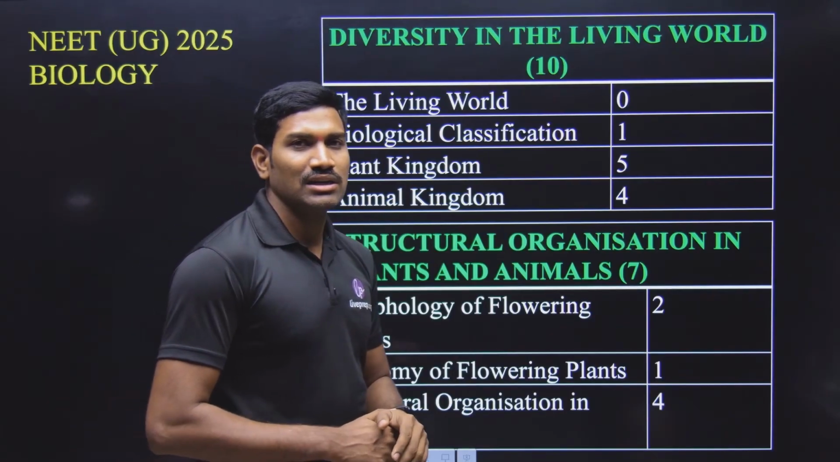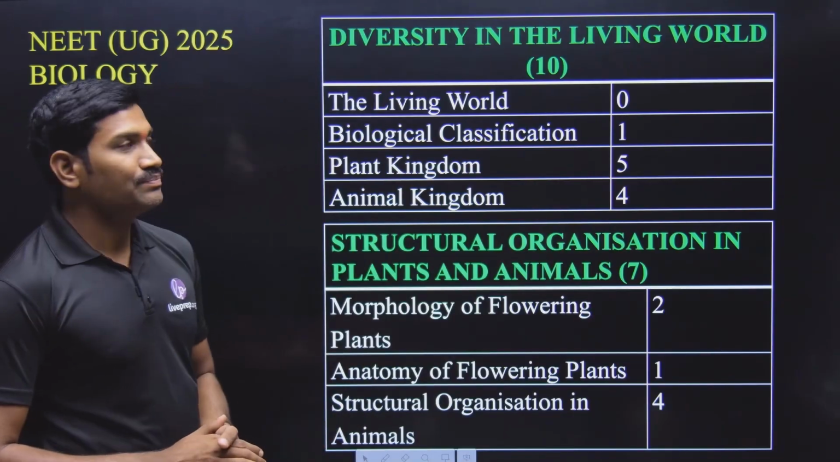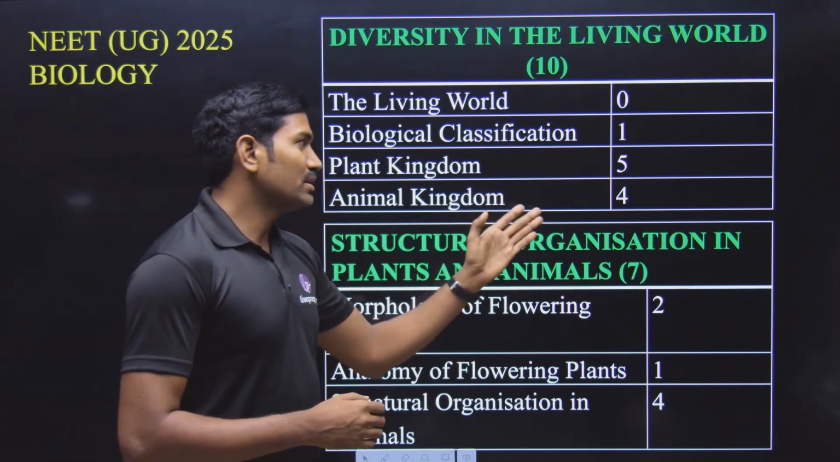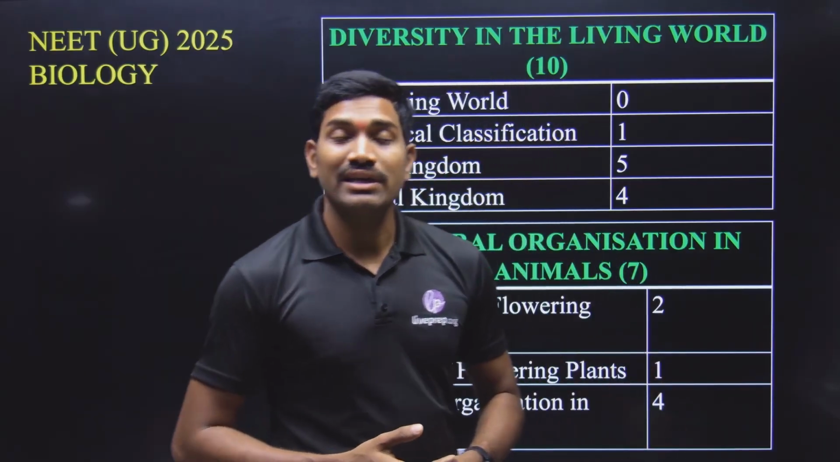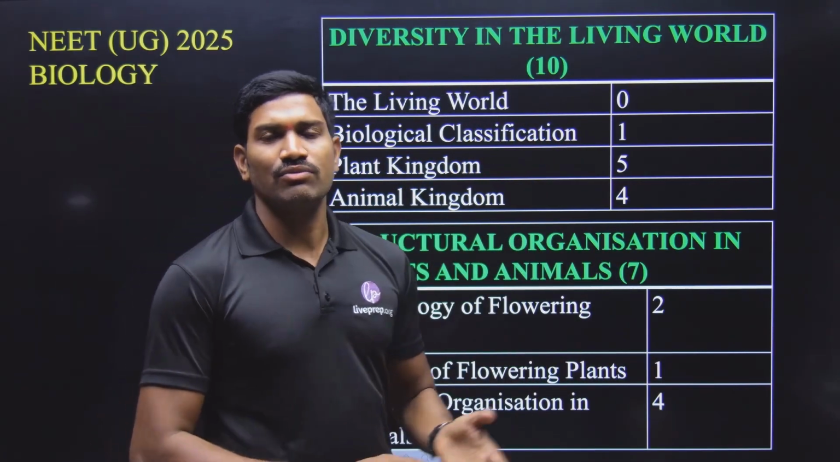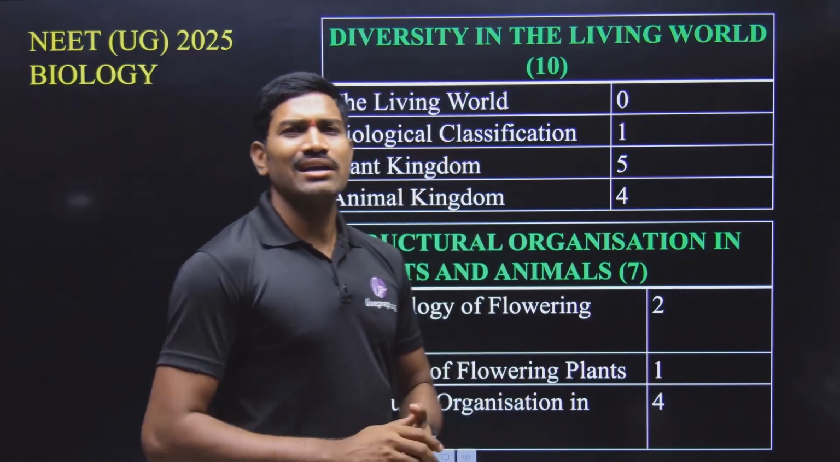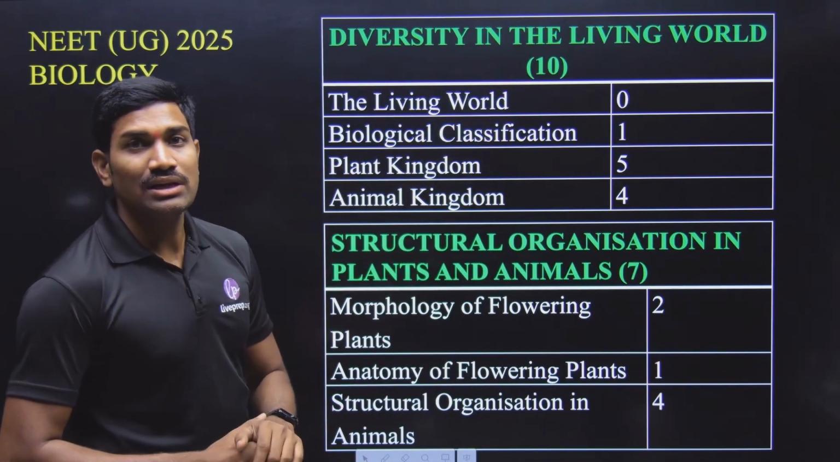Next one is biological classification. It is also a bigger chapter, but they have asked only one question. And plant kingdom, a big chapter, they have asked 5 questions, which means the weightage got increased here. And animal kingdom, 4 questions. For this chapter, 4 questions is the regular expected weightage only. In this way, from unit 1 they have asked a total of 10 questions.